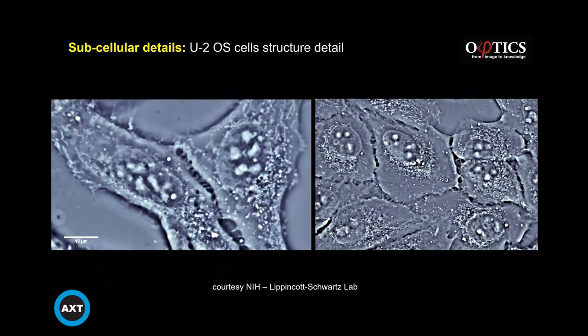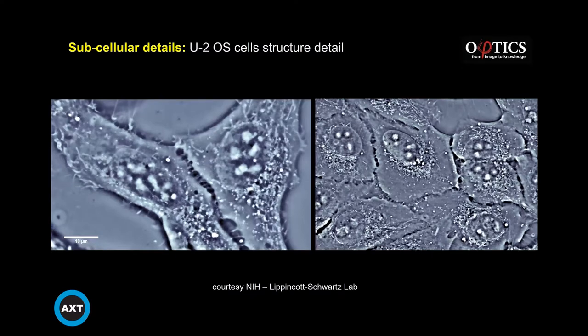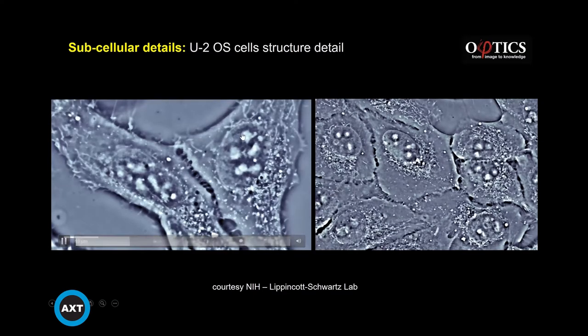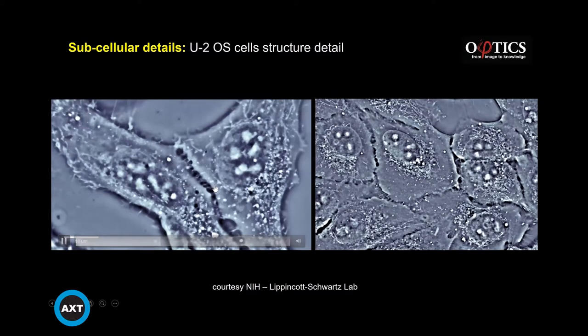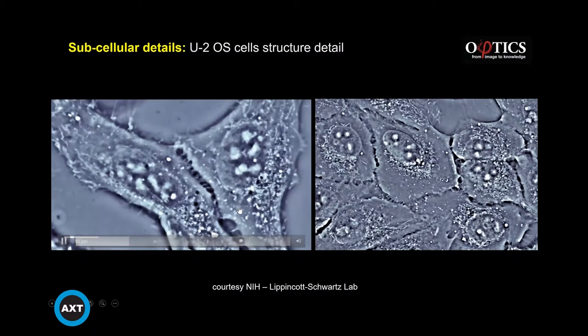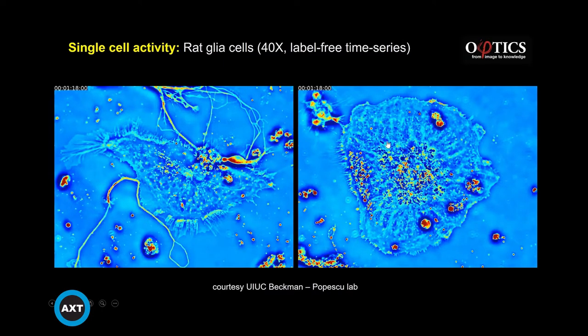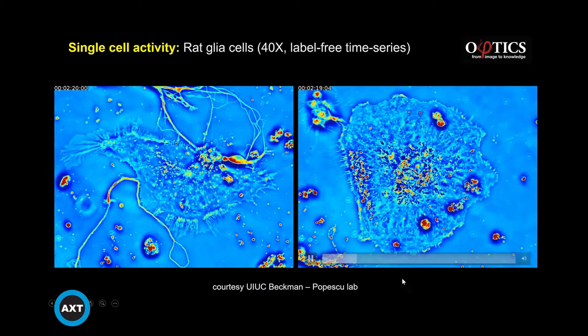We're moving on to larger specimens. So we're talking now about mammalian cells, so cancer cells, bone osteosarcoma, bone cancer cell, where you can see small features within the cell, starting with the nucleoli and then moving to ER, Golgi apparatus, and then mitochondria and lipids. Even more examples using rat glia cells. The heat map in here again is indicative of the optical path length change or the phase shift of the sample.